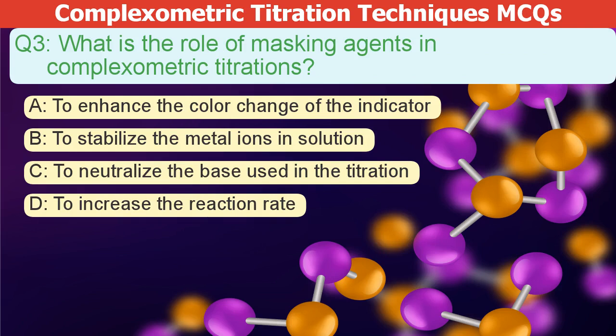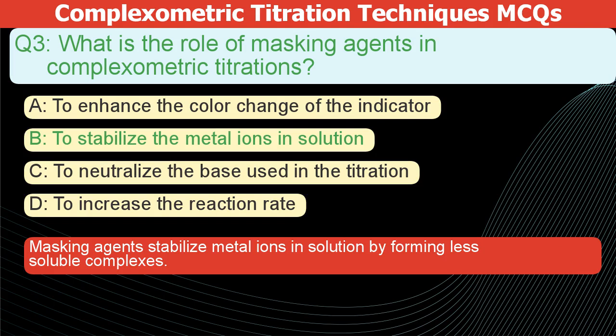What is the role of masking agents in complexometric titrations? A. To enhance the color change of the indicator. B. To stabilize the metal ions in solution. C. To neutralize the base used in the titration. D. To increase the reaction rate. The correct answer is B. Masking agents stabilize metal ions in solution by forming less soluble complexes.